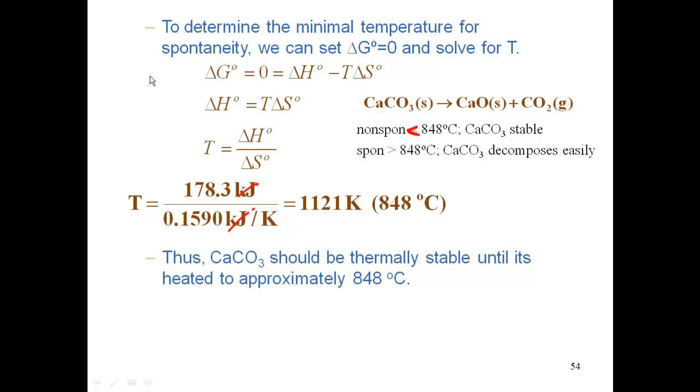Okay, at that point, my entropy, changing from a solid to a solid and gas in this case, is enough that it can overcome the stability of that calcium carbonate and cause it to decompose. So when temperature is greater than 848 degrees C, it will spontaneously decompose into calcium oxide and carbon dioxide.